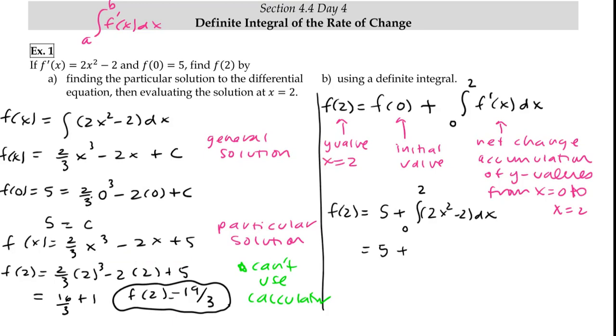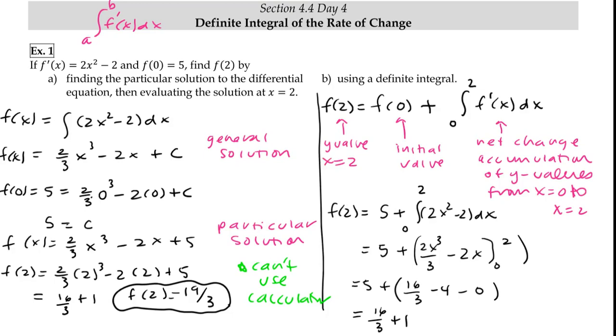So this is going to be 2x cubed over 3 minus 2x from 0 to 2, which is going to be 5. And then if I sub a 2 in, I'm going to get 16/3 minus 4 minus 0. And then I'm going to get, do you guys see this is now 16/3 plus 1? And look at, lo and behold, same thing over here. So then we get 19/3, oops.